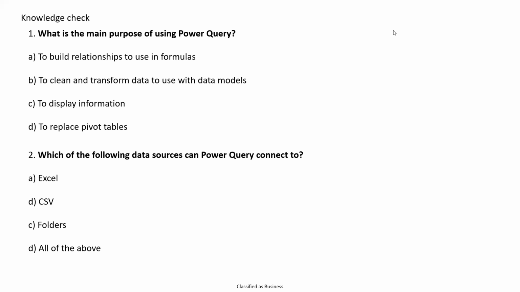Next is B. Which of the following data sources can Power Query connect to? A, B, C. All of the above. Good.